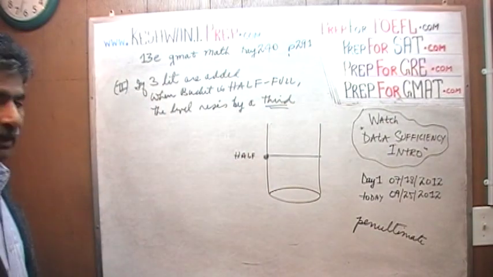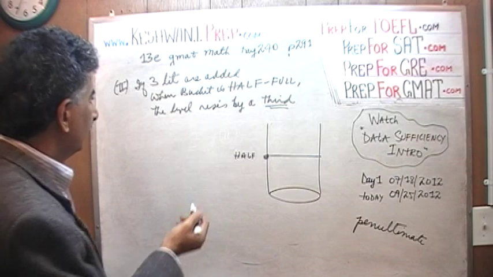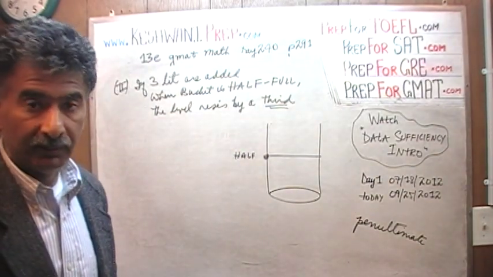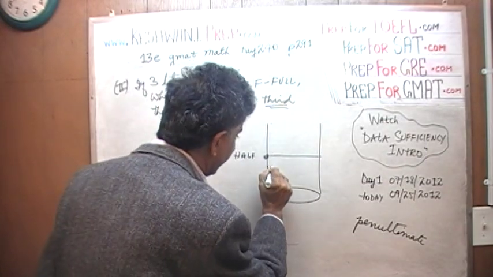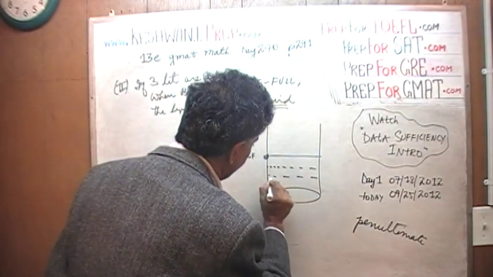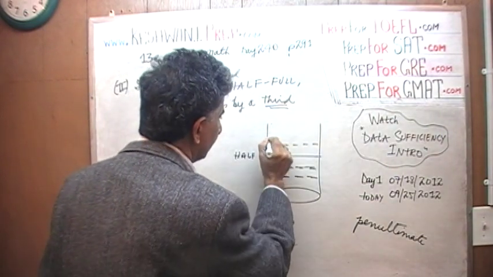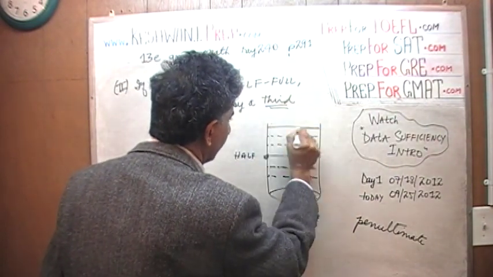And then it says that I pour some water into it, and as a result, the level rises by a third. Since they're talking about the level rising by a third, first thing I'm going to do is actually break this into thirds. So here we have 3 parts, and then it rises by another third, which means the full capacity of the bucket is right here.